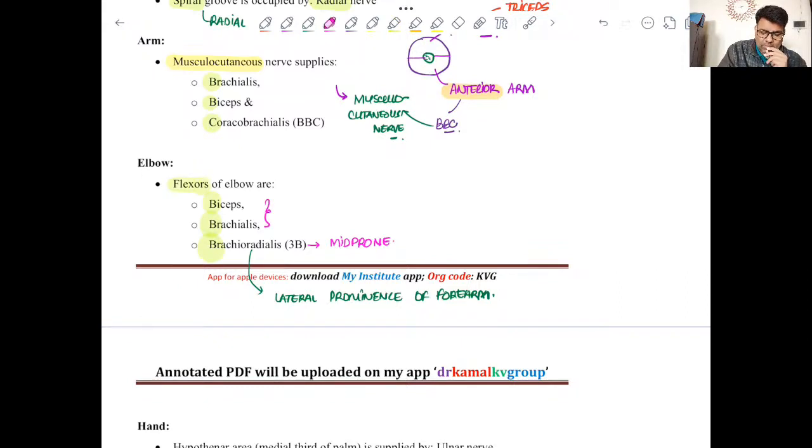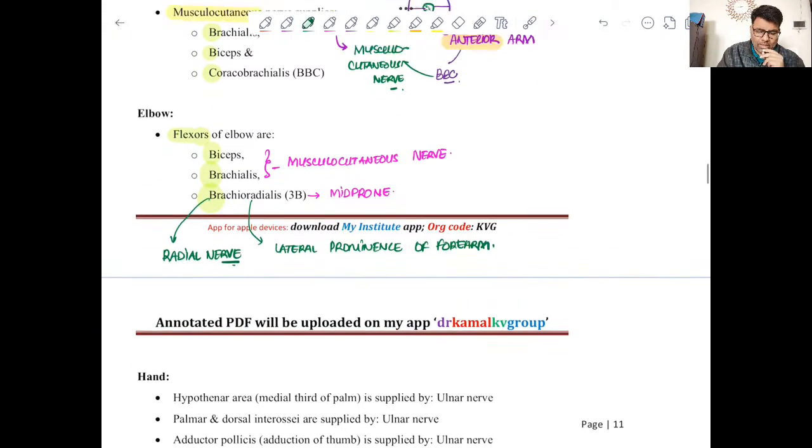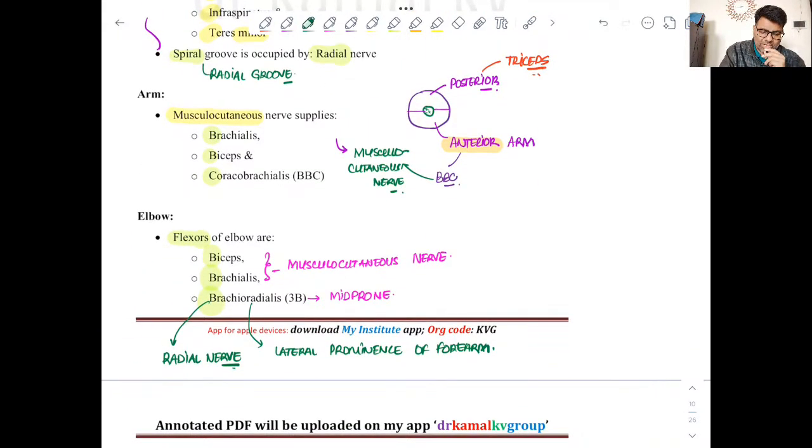Now these two are supplied by the musculocutaneous nerve, and brachioradialis is supplied by the radial nerve. Fine. Now these are some important muscles which one should know. And apart from flexion at the elbow, biceps brings about supination also. So it helps in supination.